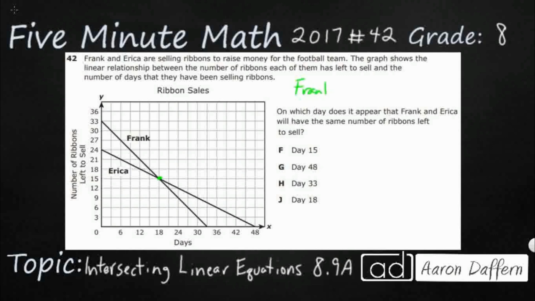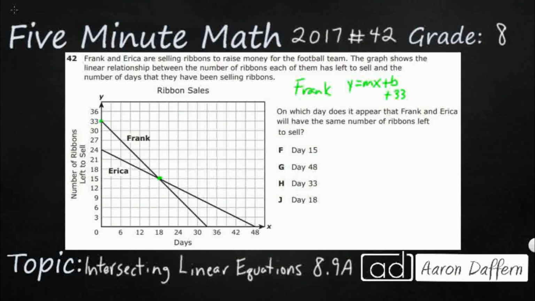We're going to use our slope-intercept form, y equals mx plus b, and the b is going to be easy for Frank, right? Because his b, that's the y-intercept. What happens when x is 0? That's 33. So we're going to do a plus 33 here, because he's going to start with 33.